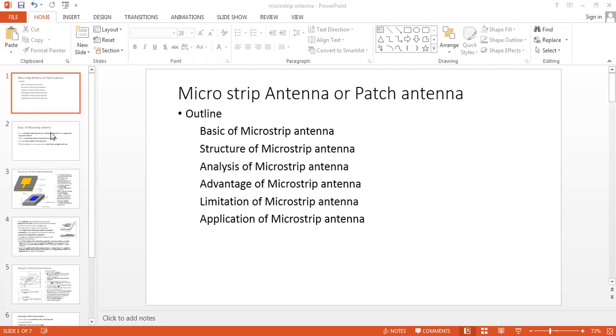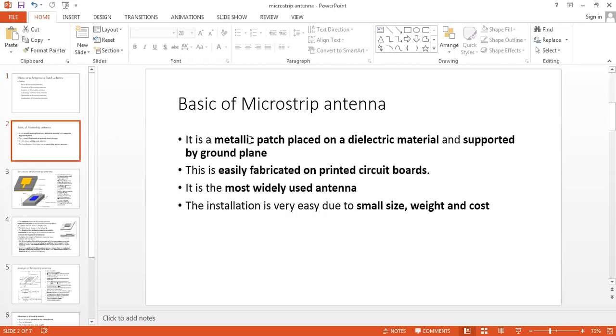The first one is the basics of the microstrip antenna. It is a metal patch placed on a dielectric material supported by a ground plane. I'll explain this in the figure so you'll understand in more detail. It is easy to fabricate on a printed circuit board. It is the most widely used antenna. For example, even in our mobile phones, we mostly use this type of antenna, because installation is very easy, it is small, and cost and weight are low. So this is majorly used.